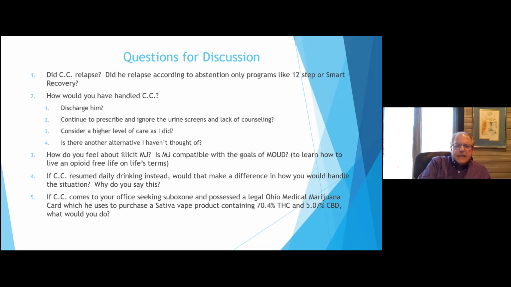And lastly, if this patient came to your office seeking Suboxone, but instead, twisting it up a little bit, he possessed a legal Ohio medical marijuana card, and you looked on ORS and saw that he was purchasing a sativa vape product, which contains 70.4% THC and 5.07% CBD, what would you do? I don't have answers to these questions. That's why I wrote them.